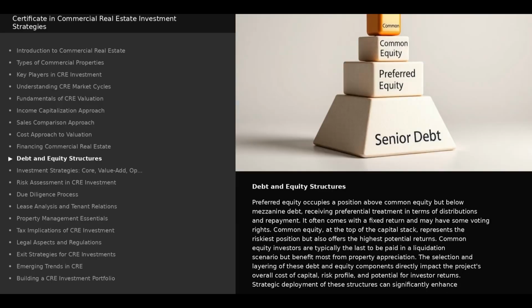Preferred equity occupies a position above common equity but below mezzanine debt, receiving preferential treatment in terms of distributions and repayment. It often comes with a fixed return and may have some voting rights. Common equity, at the top of the capital stack, represents the riskiest position but also offers the highest potential returns. Common equity investors are typically the last to be paid in a liquidation scenario, but benefit most from property appreciation.